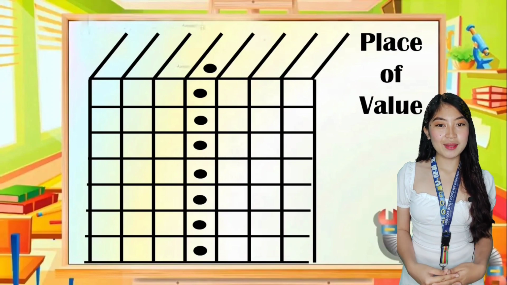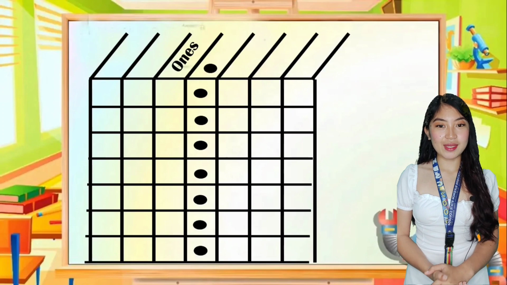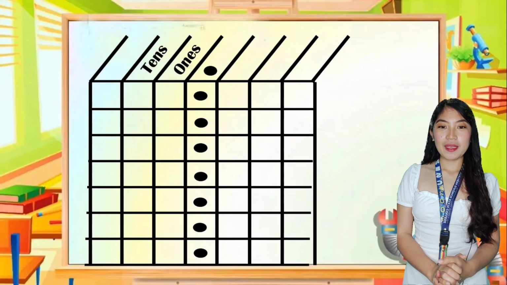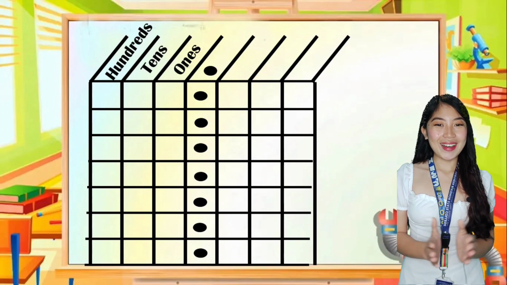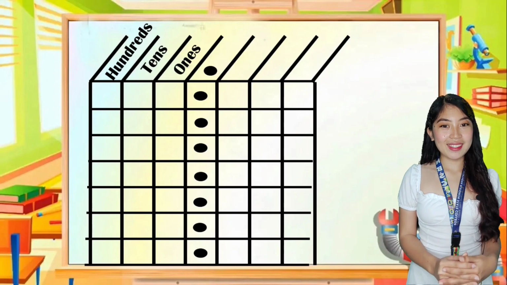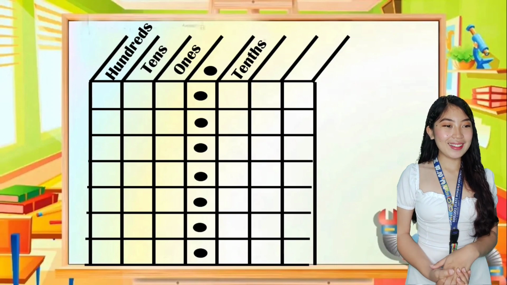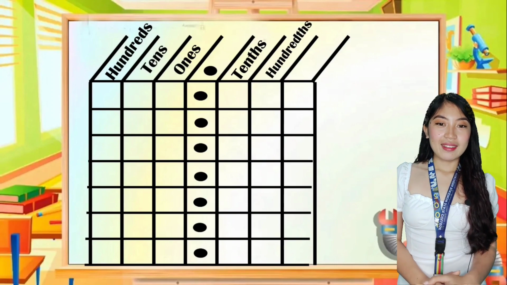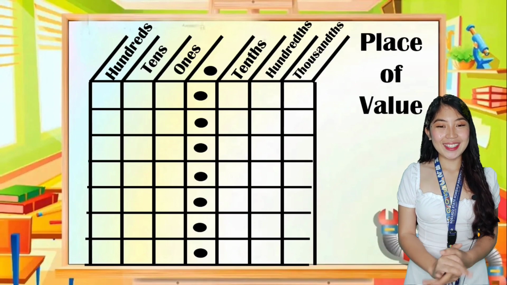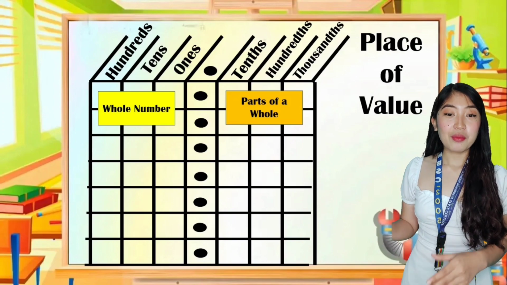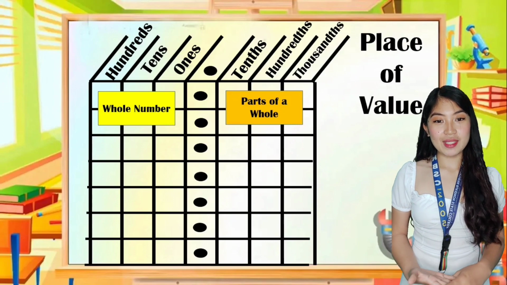Okay, so the first word is ones. Yes, Jessa? Very good. Next word is tens. Yes, John? Okay, very good. So the third word is hundreds. Yes, Monique? Wow, very good. So how about the word tens? Yes, Christopher? Awesome. So the next word is hundreds. Yes, Janella? Very good. So the last word is thousands. Yes, Girly? Very good. Remember that the digits to the left of the decimal point represent whole numbers, while the digits to the right of the decimal point represent part of a whole.